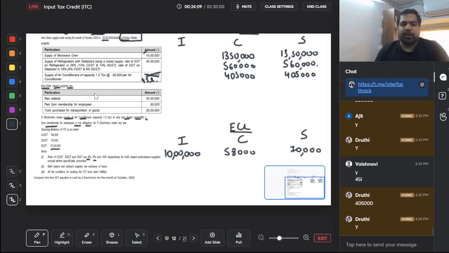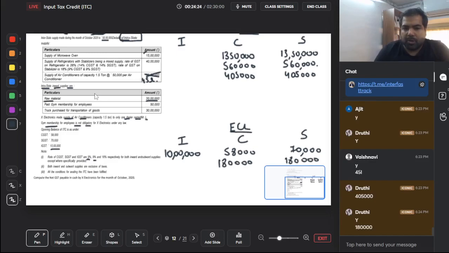Guys, are we ready to pay the bills? Yes. First, raw material is 20 lakh. Is this intrastate? Yes. So 20 lakh into 9% is 1 lakh 80 and 1 lakh 80. Gym memberships you don't get. Truck purchase for transportation of goods, do we get credit on this? Yes, do we get? 30 lakh into 9% is 2 lakh 70, 2 lakh 70.